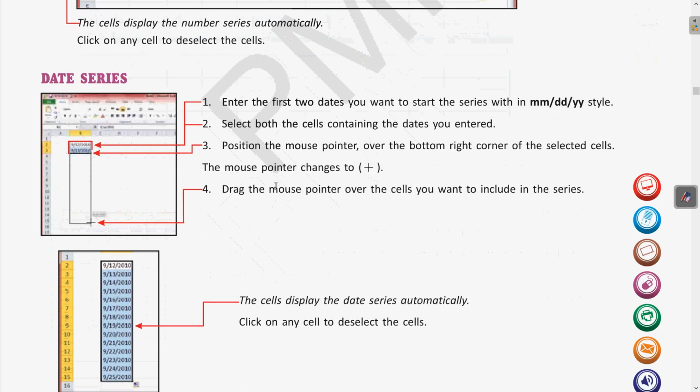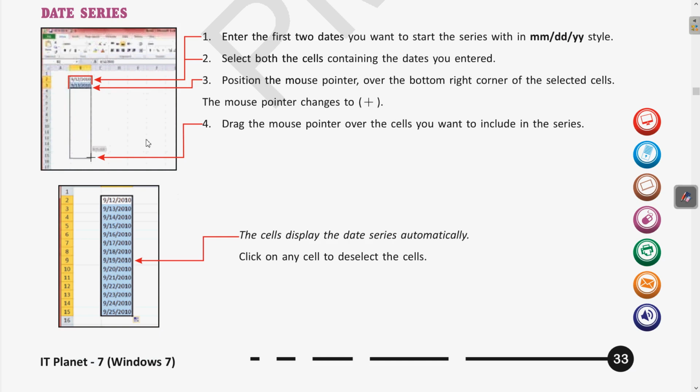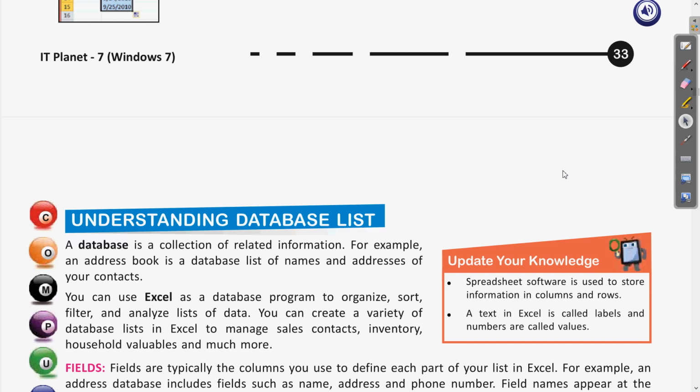In the same way, if we want to generate the date series, we have to write two dates, and when we select these two dates, bring the cursor to the bottom corner of the second date, click there and drag it down. Automatically you can see here that the date series is generated.